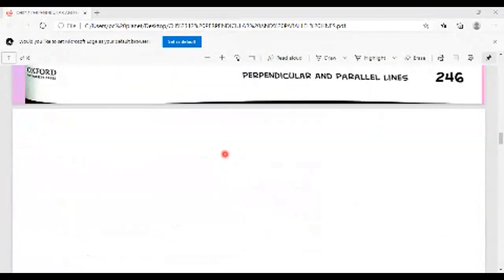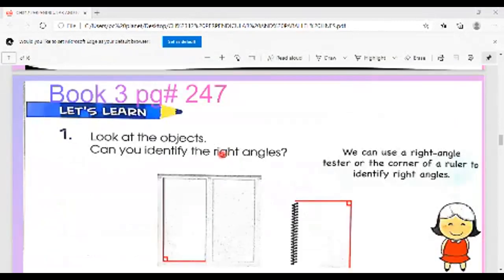Okay, everyone, now turn the page and come to page number 247. Yes, open your book, page number 247, everyone. And now write a short date on the top of it, that is 18/1/2021. Look at the object. Can you identify the right angle?